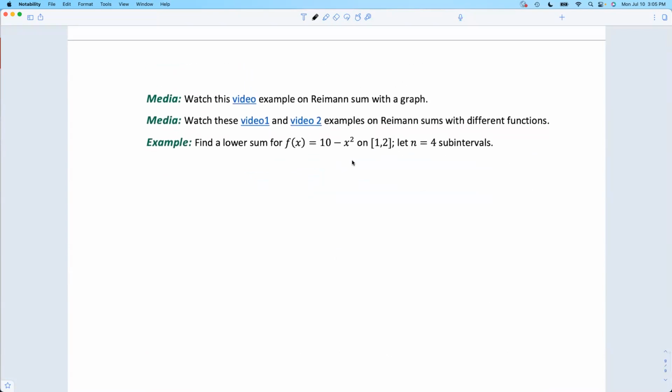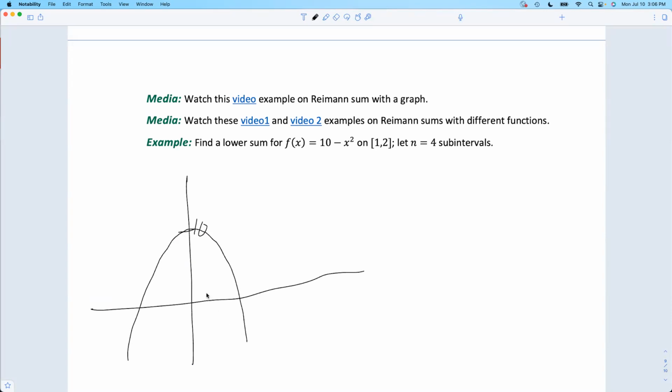Okay, let's do another one. So we want a lower sum here. We don't know yet if we want to use left-hand or right-hand intervals. So let's graph this guy. He's 10 minus x squared. We know his graph looks like this. I want to go from 1 to 2. I just want this area right here. This is what I'm after, that actual area.